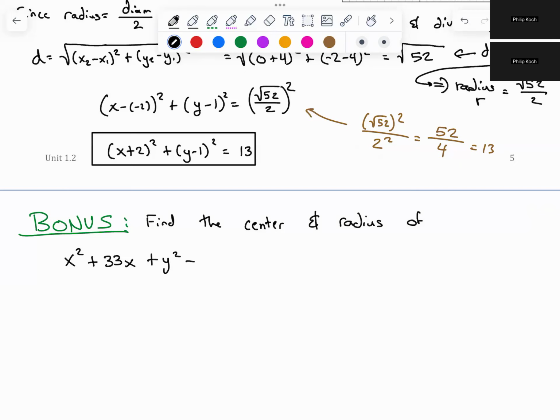Someone give me an even number. 22. That's exactly what I was thinking. Straight up. 22y plus someone give me a number between 50 and 100. What was it? 75. Plus 75 is equal to 0.